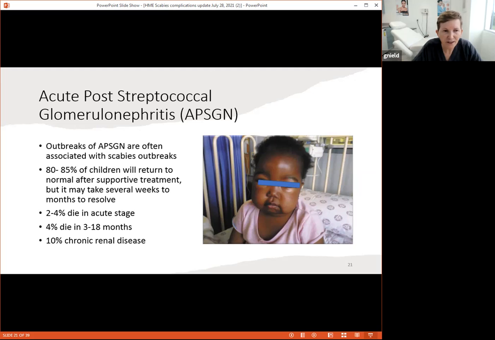And it's interesting to note that there are often outbreaks of this acute post-streptococcal glomerulonephritis following scabies outbreaks in communities. So there'll be a lot of children and individuals, adults as well, who have scabies, and then a few months later, you're going to see outbreaks in a number of different people, especially children, with this glomerulonephritis.